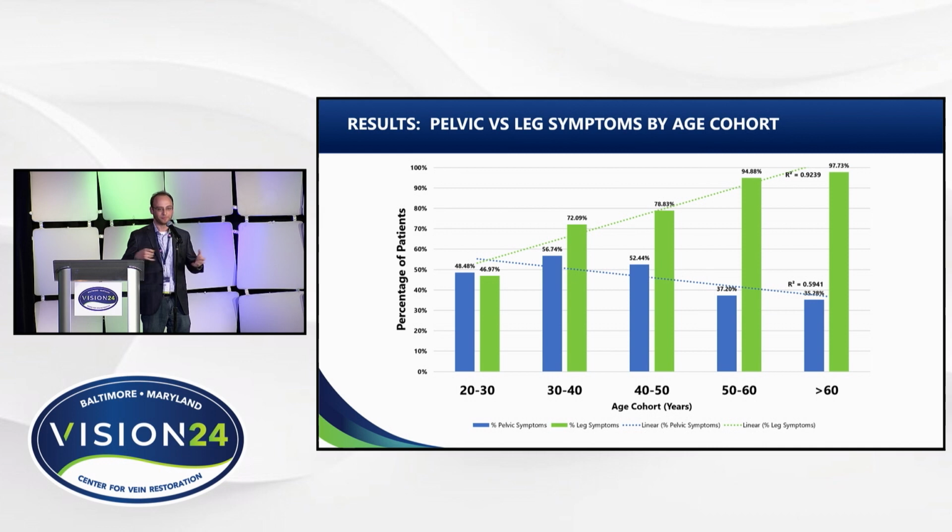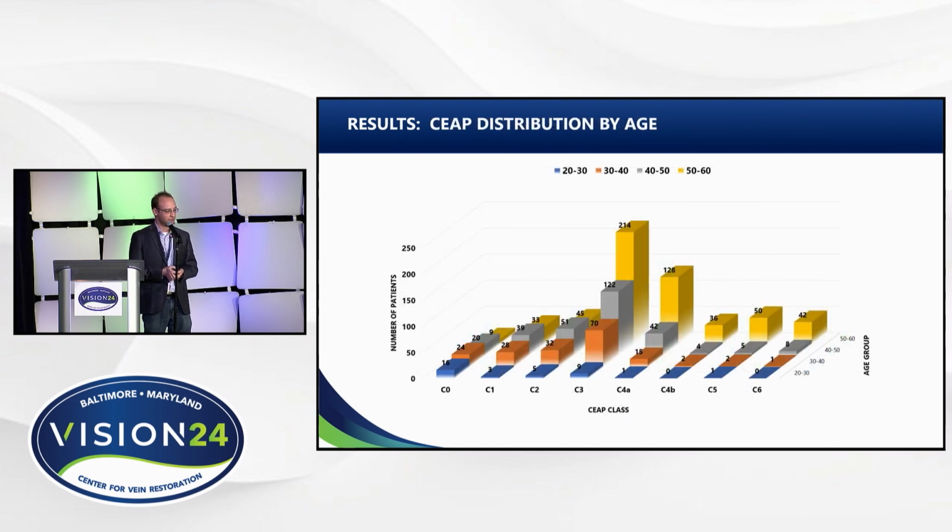So this chart takes all that together. The blue bars show the pelvic symptoms, which tend to decrease with age, and the green bars show the leg symptoms, which tend to increase. So they're inversely correlated according to age. And this is reiterating the previous slide where we're looking at the CEAP distribution. So most patients presented with C3 disease, and that increases with age.